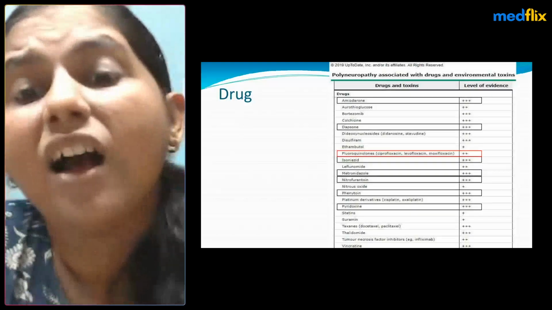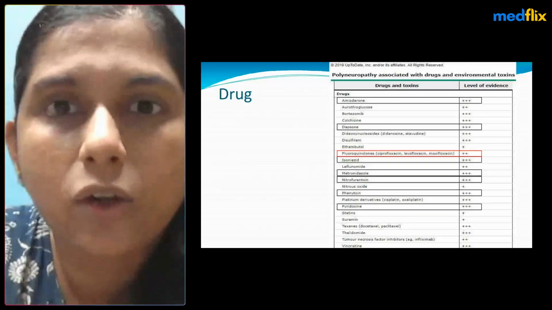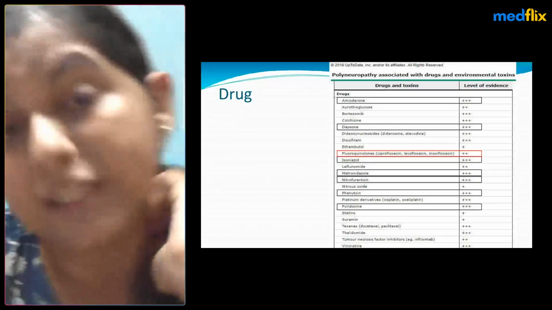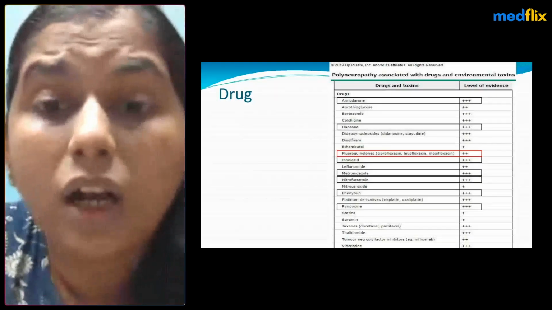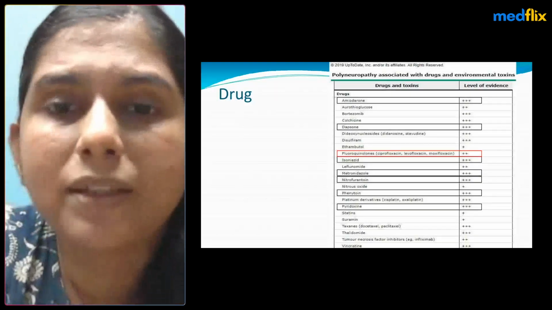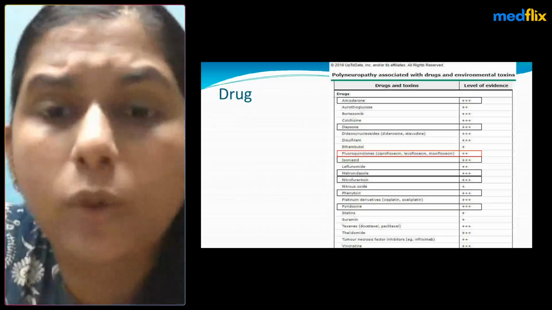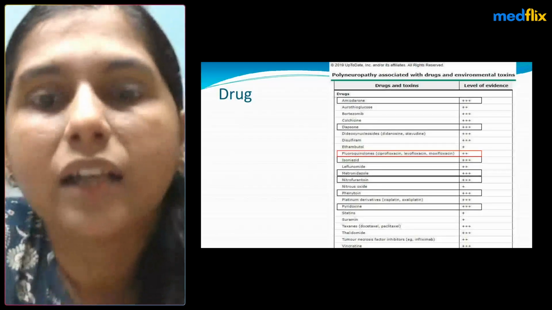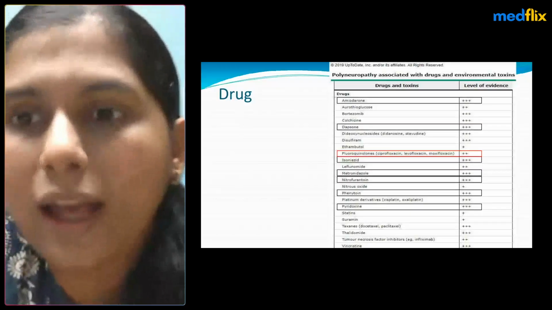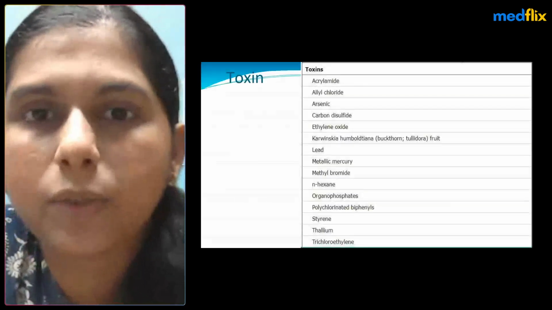Drugs, again, a whole lot of drugs can cause peripheral neuropathy. The ones that we are very familiar with, of course, are the onco drugs that are used. But we do need to remember some of the common drugs that we probably prescribe, which include fluoroquinolone, metronidazole, phenytoin. These are drugs that we commonly use, which also have evidence of causing peripheral neuropathy, and something we should remember.